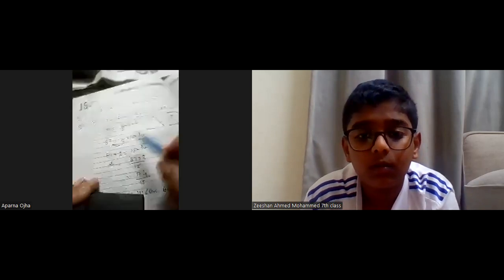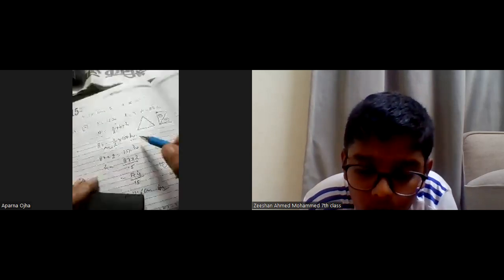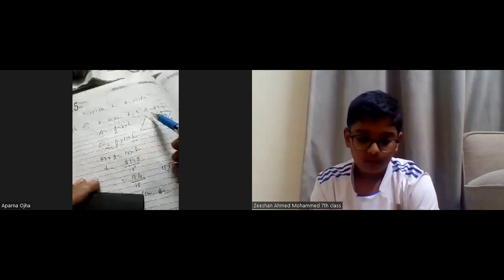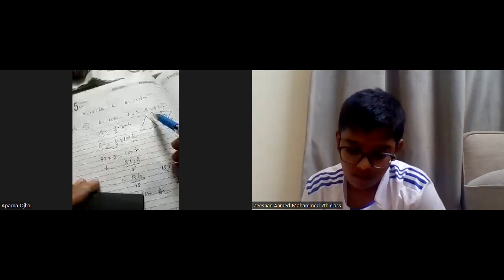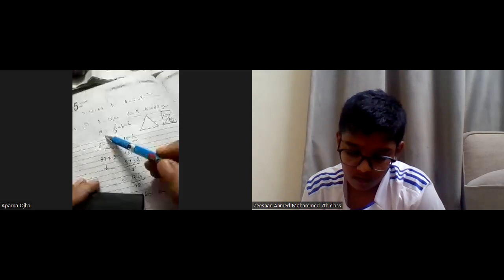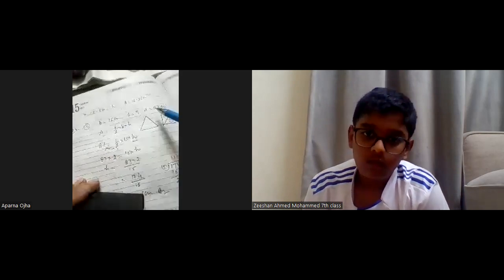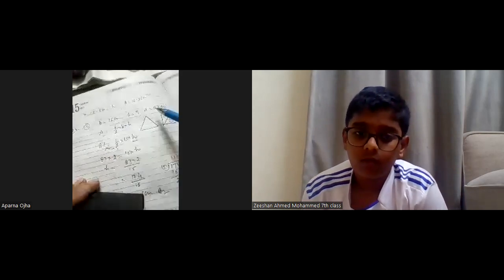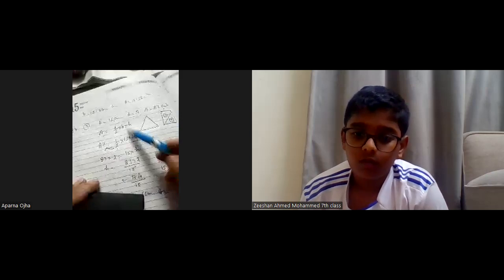Okay. See again. This I have solved, but again I will tell you. Base is given. How much is the base? 15 centimeter. Height you have to find. Area is 87 square centimeter. What is the formula of the area? Half into base into height. Area is how much? 87. Half, right as it is. Base is how much? 15. Height you have to find.